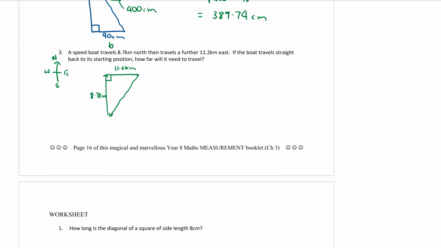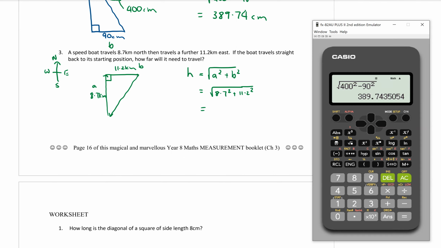So I write down my hypotenuse formula. H equals big square root sign, a squared plus b squared. I'm going to call the a the 8.7 and the b the 11.2. So sub it in. 8.7 squared plus 11.2 squared. Third line, in the calculator.